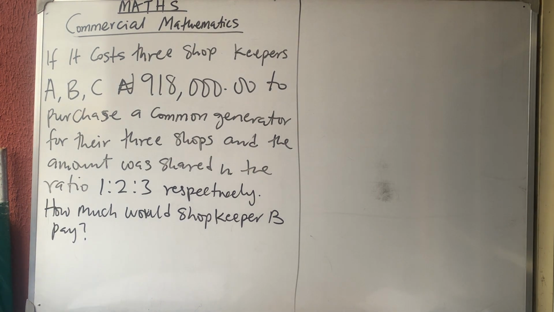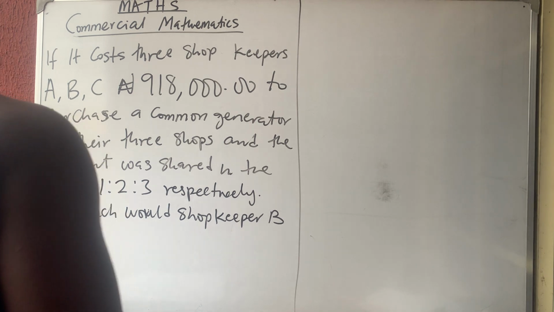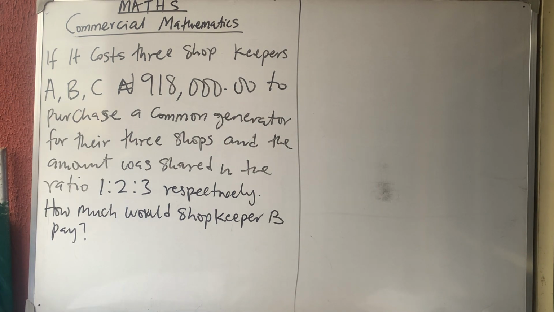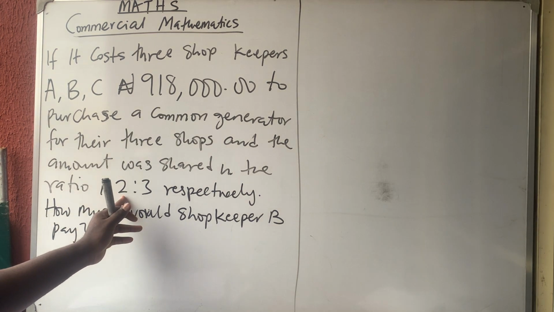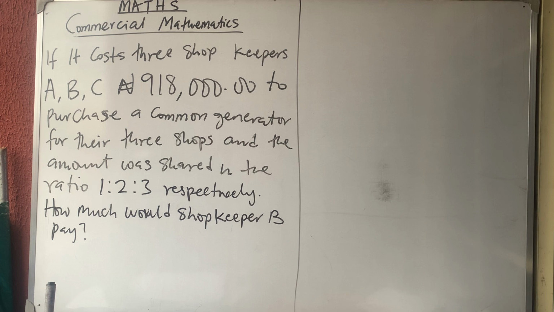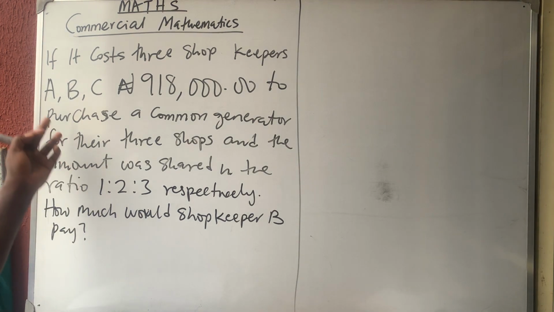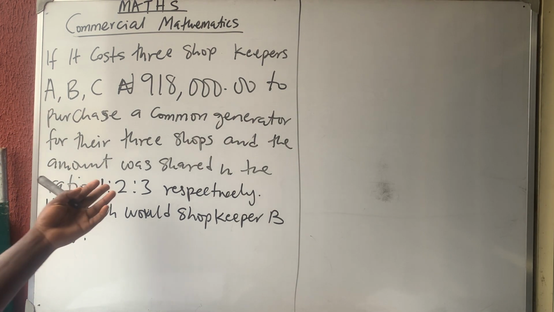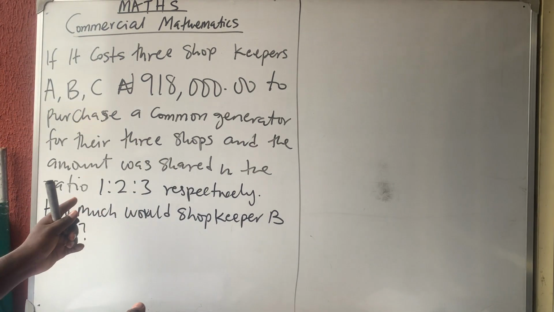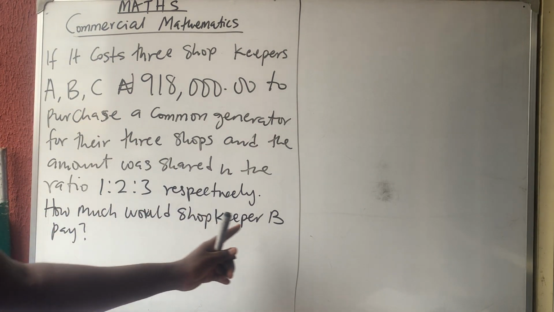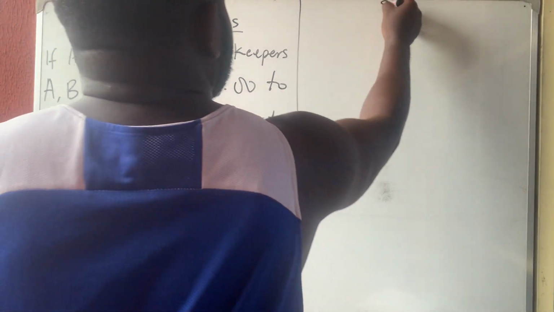So this is very, very simple. We have shopkeepers who want to share this money in the ratio of 1:2:3. Let everybody know how much he wants to bring. Maybe it's according to how big their shop is. The first person, shopkeeper A, has a small shop, maybe the other one has a medium one, and the last one has a big one. So we want to know how much we are going to share in their ratio, for shopkeeper B alone.